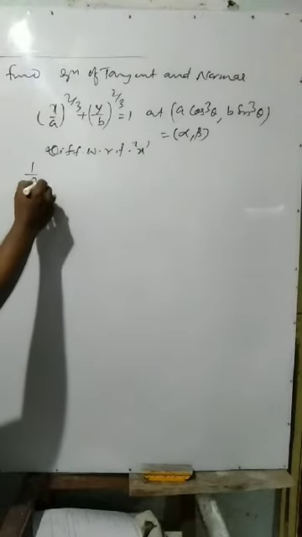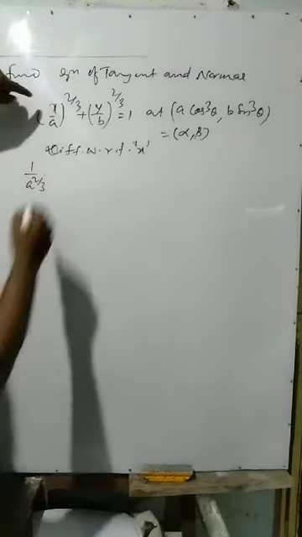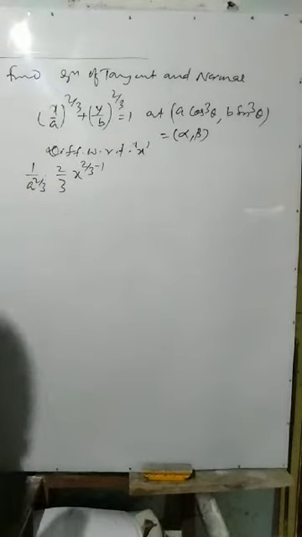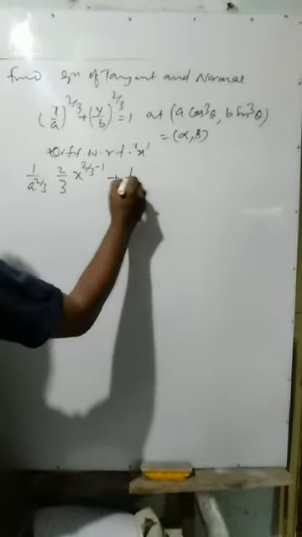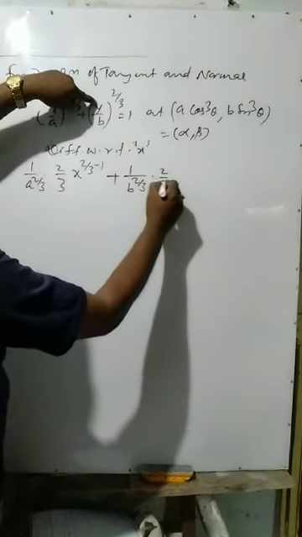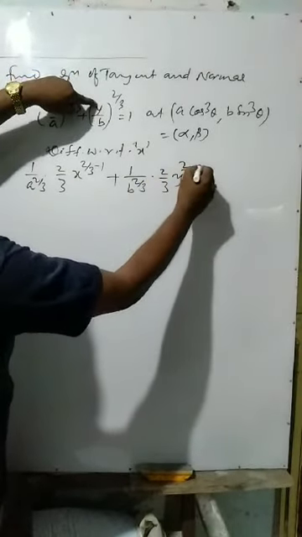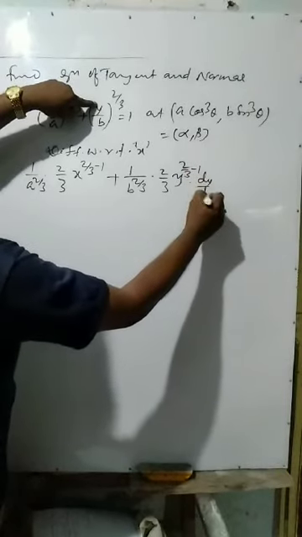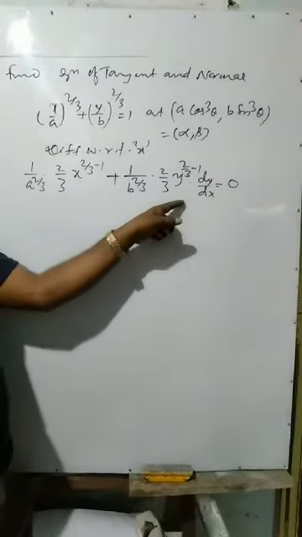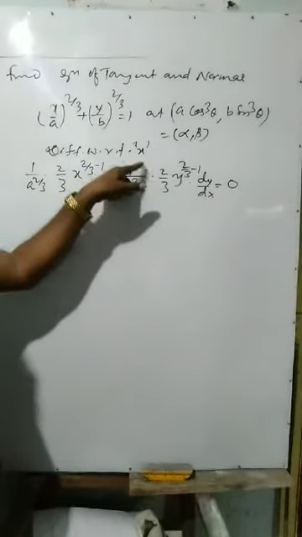Differentiating with respect to x, we will get what? 1 by a to the power 2 by 3 is a constant. The derivative of x to the power 2 by 3 is 2 by 3, x to the power 2 by 3 minus 1. You take the constant outside. Here also you find the derivative, 1 by b to the power 2 by 3, keep outside. Only the variables are x and y. Here the y derivative is 2 by 3, y to the power 2 by 3 minus 1, and dy by dx. Why is it dy by dx? Here the derivative of 1 is 0. We have already discussed this: when we find the derivative of y with respect to x, then you put dy by dx.